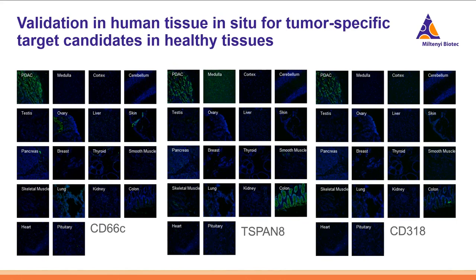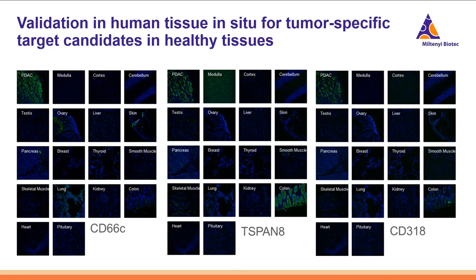And now we're looking at different healthy tissues and making sure to look for those off-target effects. So it's looking pretty promising that for CD66C and CD318, we see high expression in the PDAC model, but not anywhere else in all the other tissue sections.